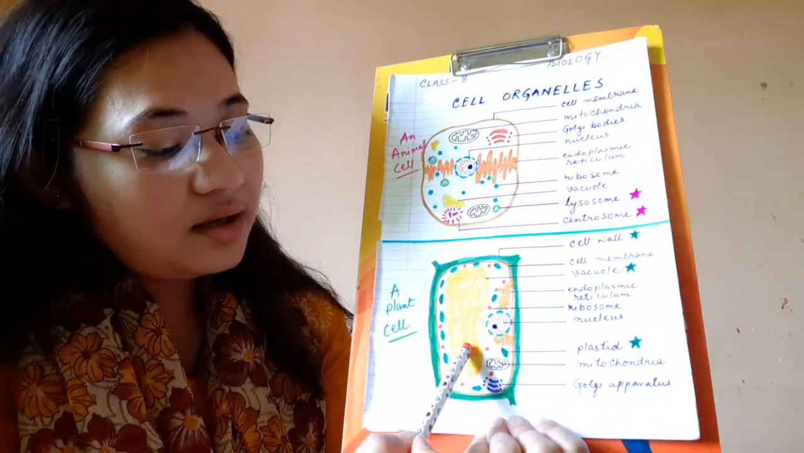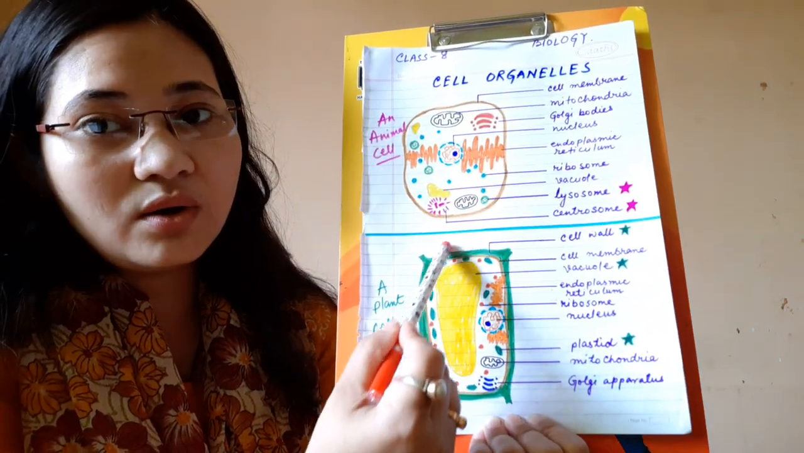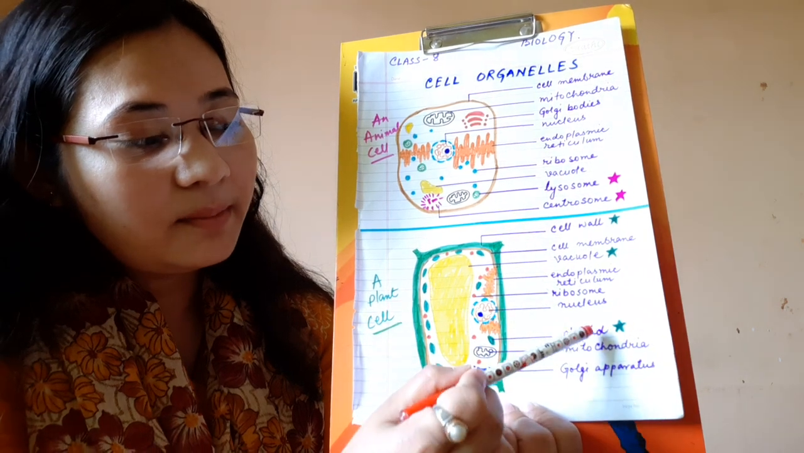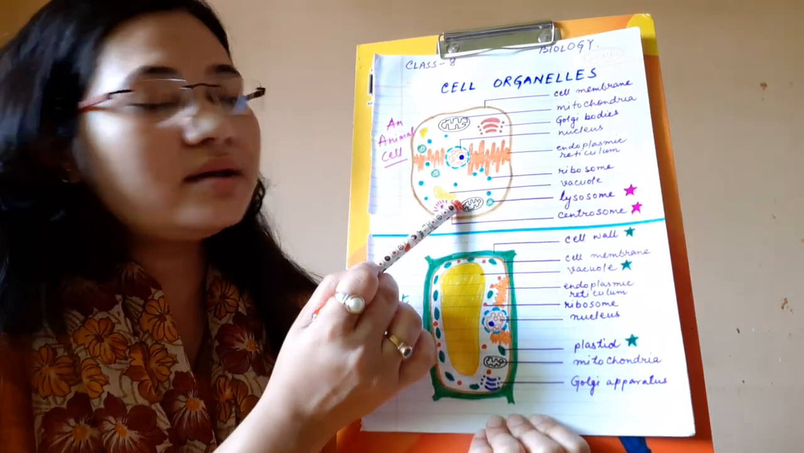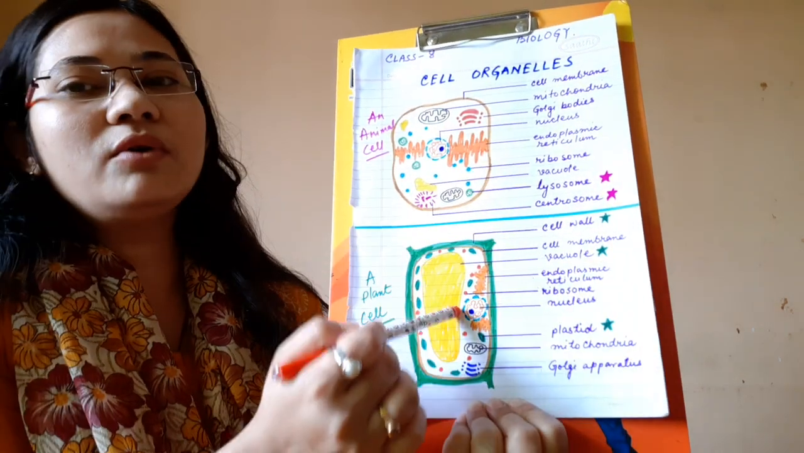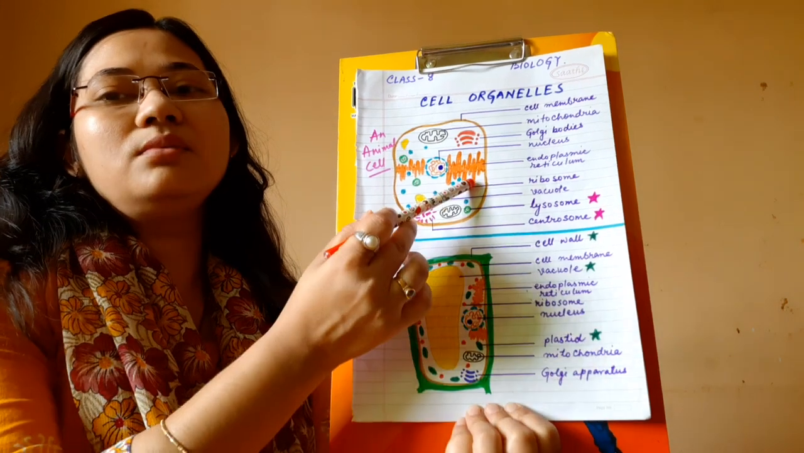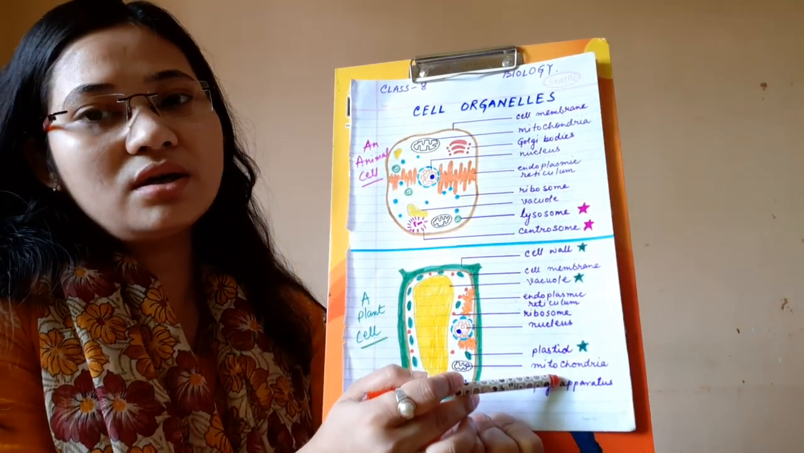In plant cell, plastids are present, which are numerous and scattered all over the cell. Plastids contain chlorophyll, so they help in photosynthesis. But in animal cell, plastids are absent. So these are some of the differences between the animal cell and plant cell, and these are the cell organelles which are present in animal cell as well as plant cells respectively. Now let us see the cell organelles and their functions one by one.